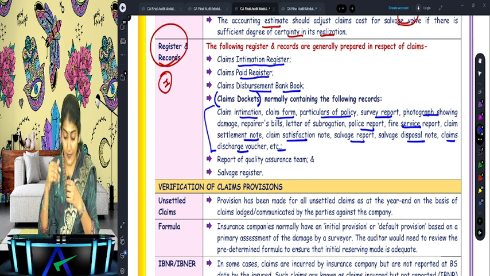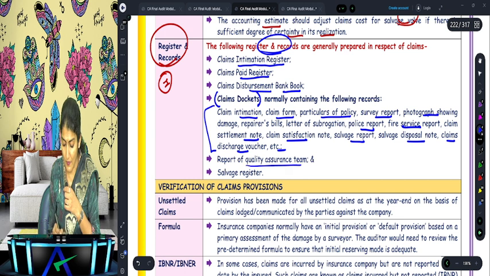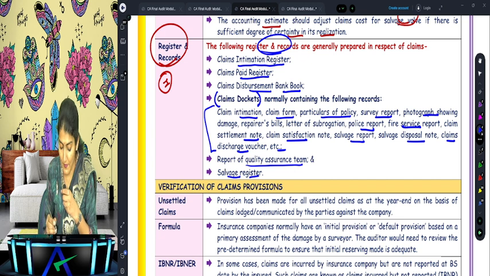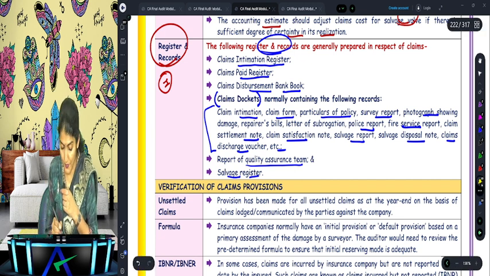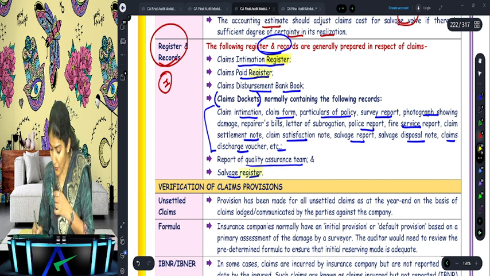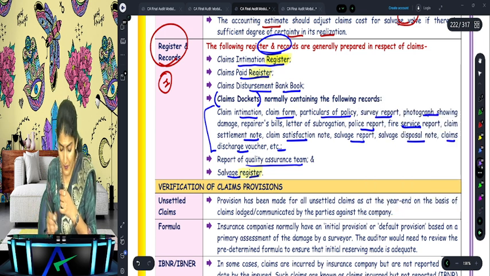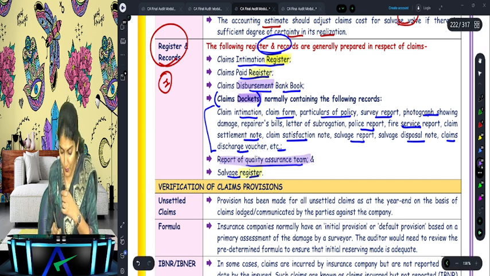Are you understanding that? Then, what is included in the registers and records is also the report of the quality assurance team and the salvage register. So three registers they are talking about here. Which three? Claim intimation register, claim paid register, and the salvage register. Is it clear to everyone? Then they are talking about two Ds. Which are the two Ds? One, the claim disbursement bank book, and the claim docket. And then after that, you also have the report of the quality assurance team.